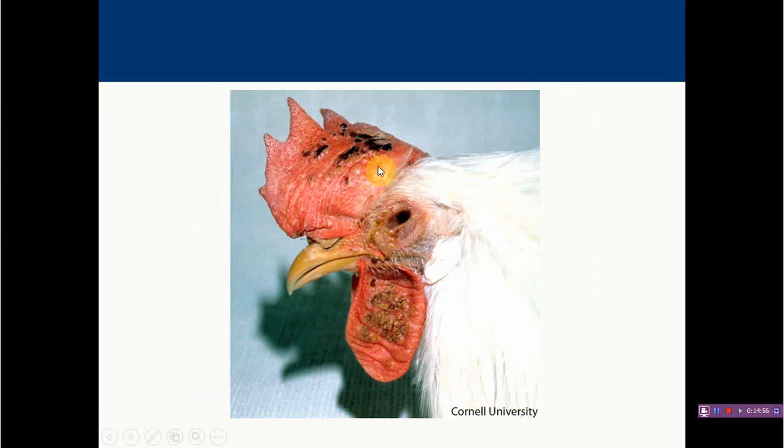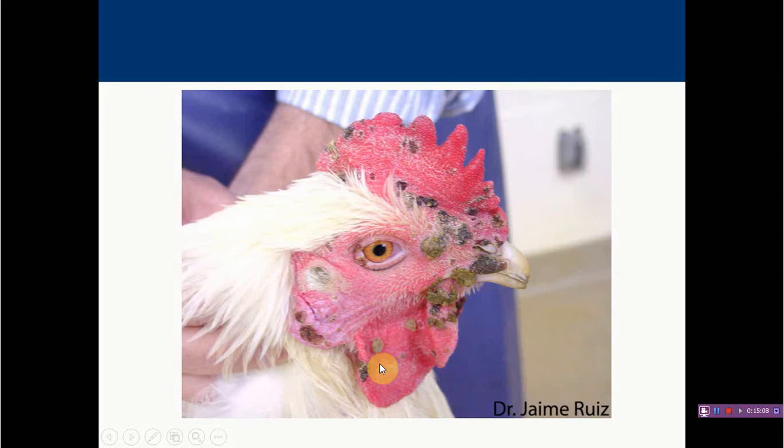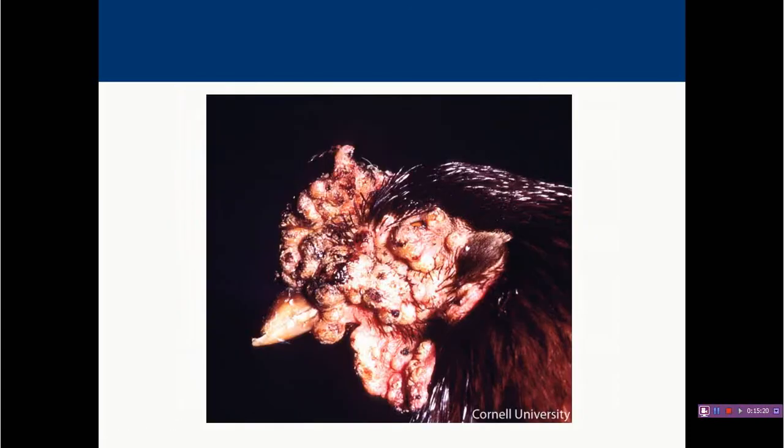Here also almost similar lesions. You will find some oculonasal discharge, ocular discharge. Right, so here involved combs and wattles. Here also almost similar lesions involve most of the non-feathered part of the body. So nodular proliferative lesions as well as you will find some necrosis.